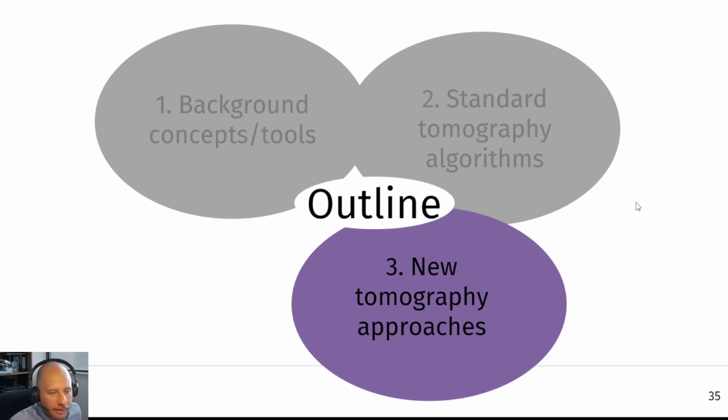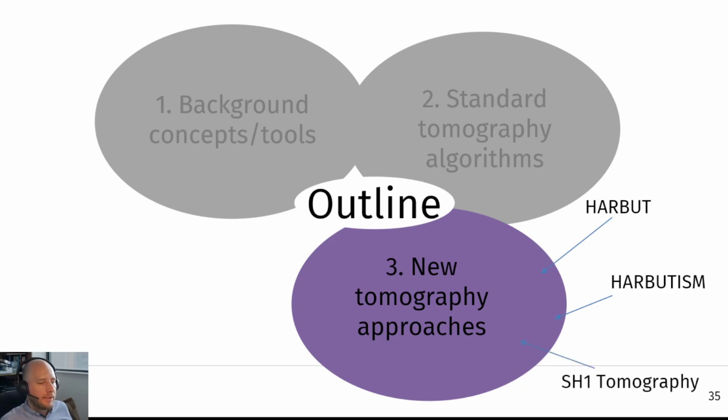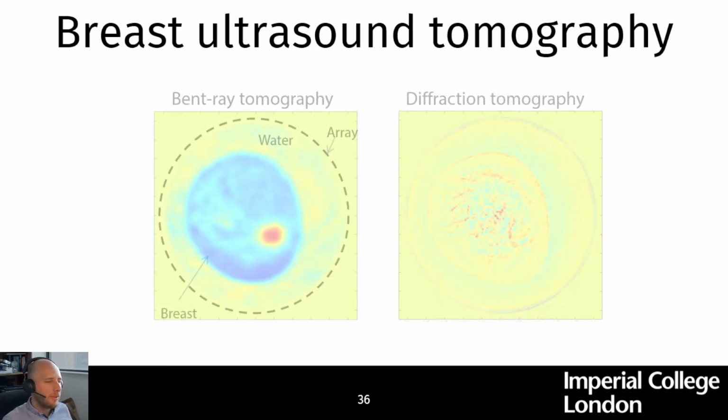So next up in our outline, the third part is we're going to look at new tomography approaches. We'll look at the Harbert algorithm that I've done a lot of work on through the years. We'll look at the Harbert-ISM algorithm, which introduces an improved scattering model. We'll look at SH1 tomography, another improvement that we've looked at, as well as the Viscit algorithm, which is a way of dealing with the limited view problem that we've just talked about.